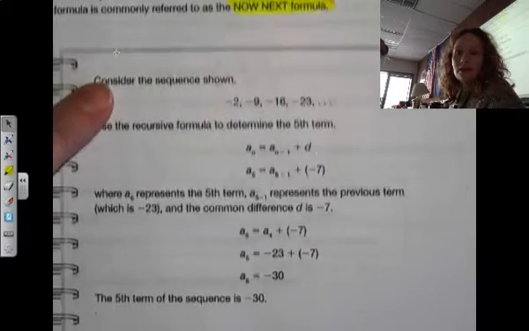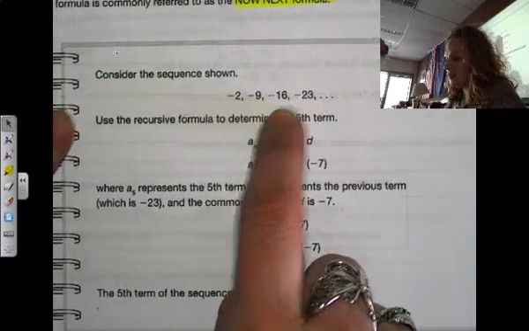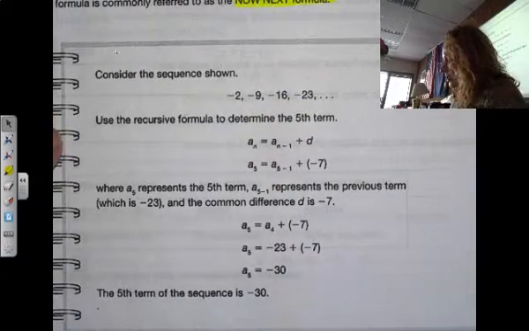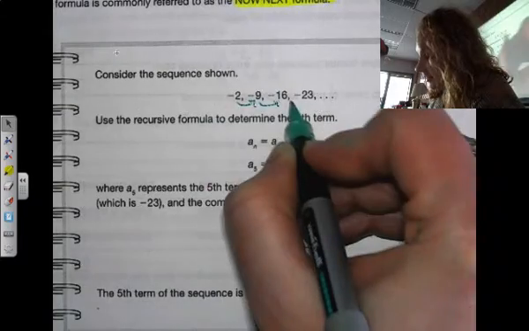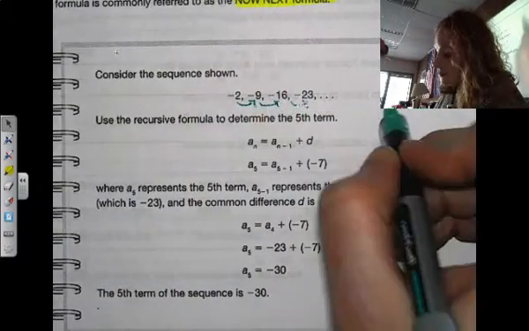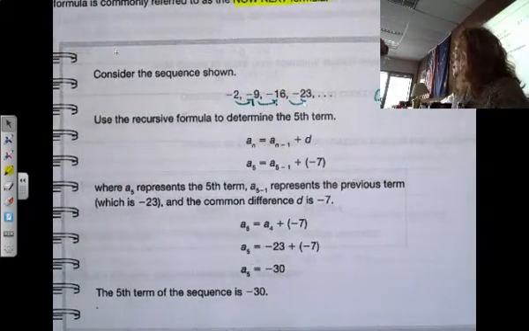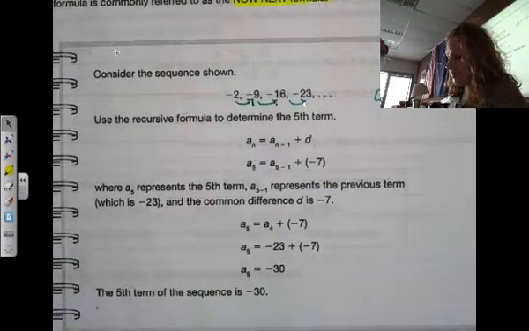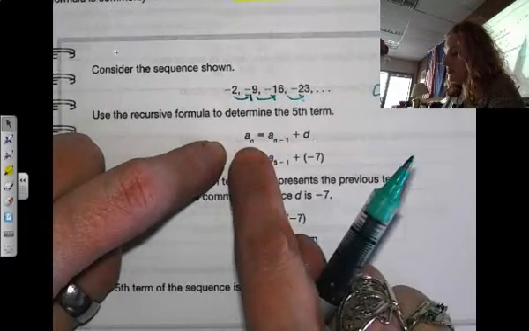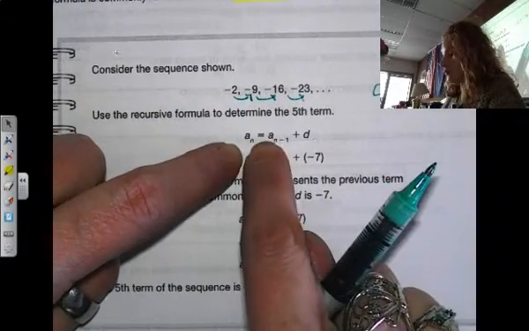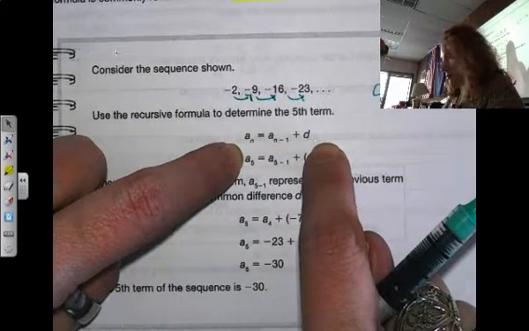So here's the sequence. Let's look at this one. The sequence is -2, -9, -16, -23. What's going on with each one of these? Adding -7. Very good. So in this case, the common difference is -7. So first thing we always do is write the formula, which says the next term is equal to the previous term plus the common difference, right?